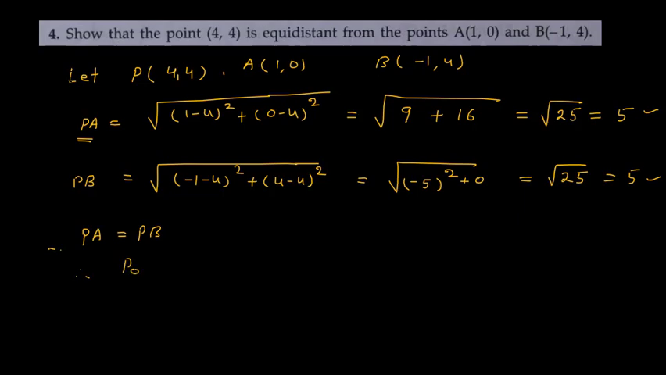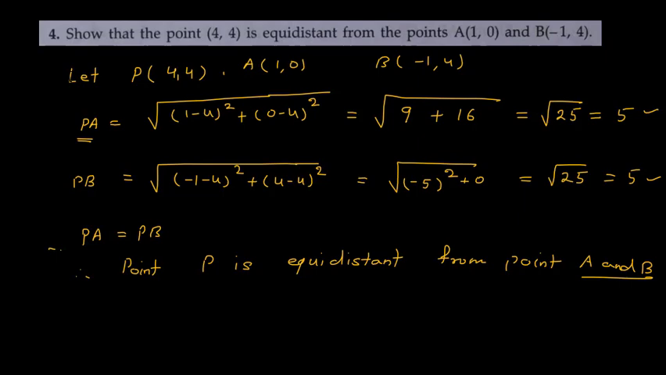you can say that point P is equidistant from point A and B. Okay, so P is a point equidistant from A and B. This is your fourth question.